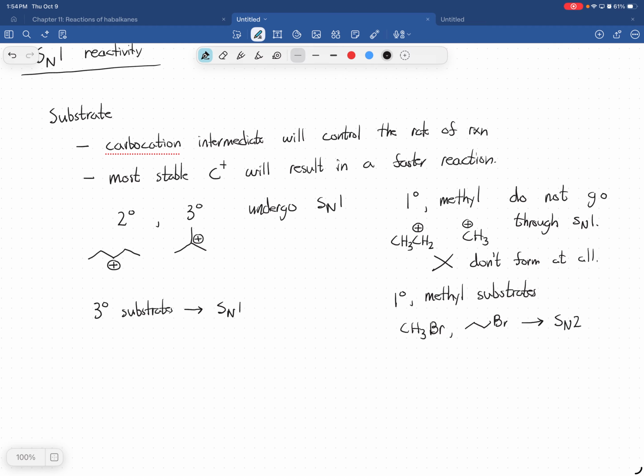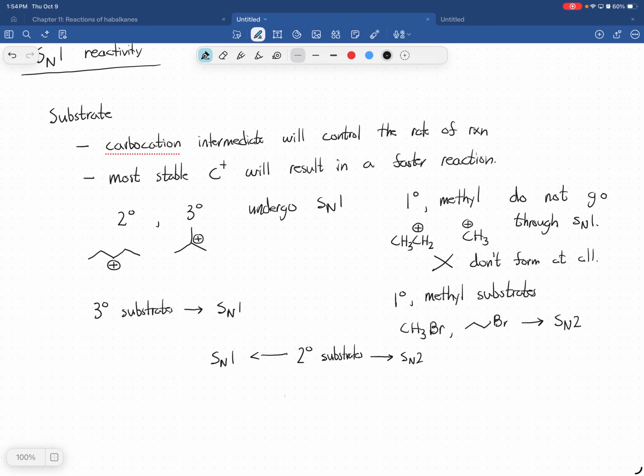So secondary is in the middle. Secondary substrates: either SN2 or SN1. So it's not the best at either, but it's not the worst at either. So it's undecided. Whether a secondary substrate undergoes SN1 or SN2, you have to consider your nucleophile. That's the most important part. And probably the leaving group.